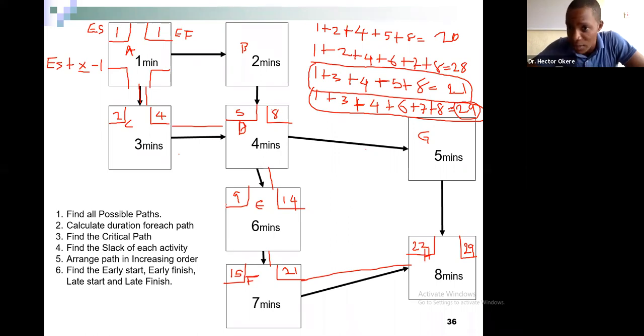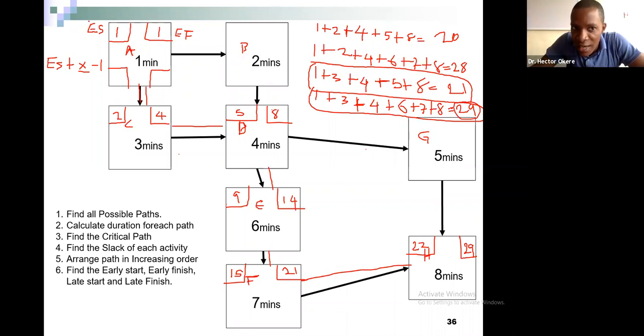The slack time for this is 8. Very good, because 29 minus this means you have 8 minutes extra time, or slack time, or float time. All right. So now, since you've understood it here, we need to know what early start and early finish are.